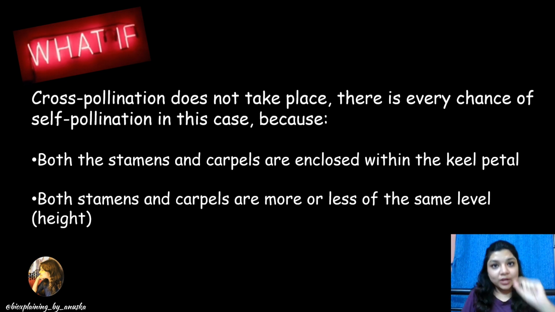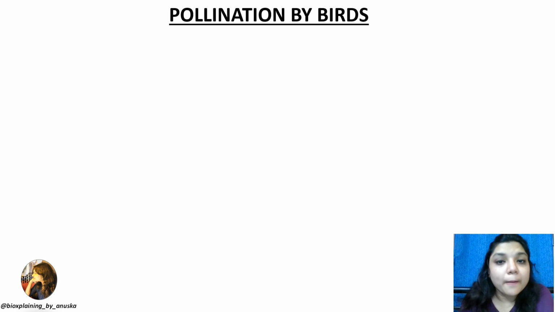So, the pollens that are released from the stamen of this flower might very well go to the stigma within the same flower. That means even if cross-pollination fails by some chance, the flower has an alternative way to get into self-pollination. Well, so the next type of pollination that we'll study is pollination by birds.